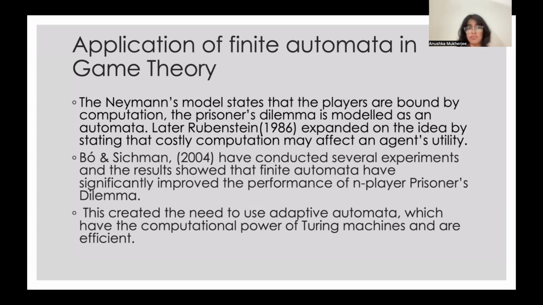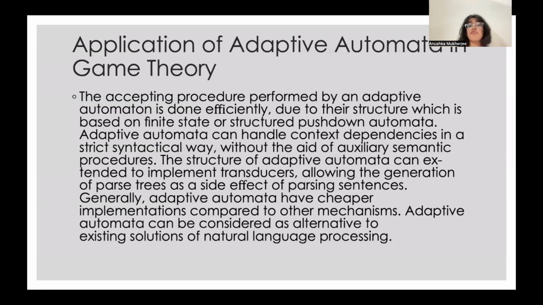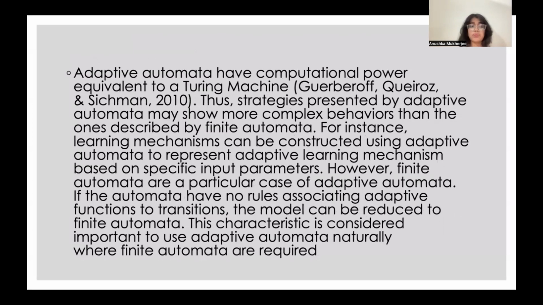and are highly efficient. The accepting procedure performed by an adaptive automata is done efficiently due to their structure, which is based on the finite state or structured push-down automata. Adaptive automata can handle context dependencies in a strict syntactical way without the aid of auxiliary semantic procedures. It is also used to implement transducers that allow the generation of parse trees as a side effect of parsing sentences. These are also a much cheaper way of implementing compared to any other mechanism and can also be considered an alternative to existing solutions for natural language processing.